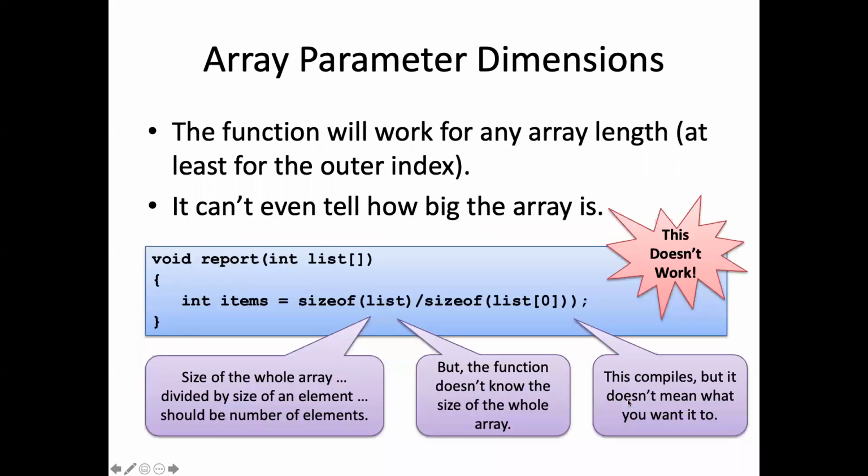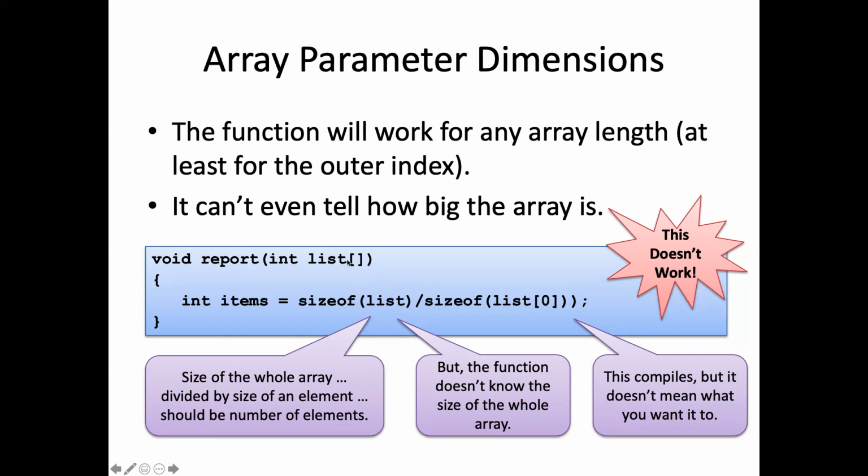I said this a couple of times already, but here we've got an example of it. This does not work in a function. Remember, we learned that trick before of computing the size of an array and dividing it by the size of one of its elements to figure out how many elements are in the array. Now that doesn't work when you pass an array to a function. That's why I put this big "this doesn't work" star here.